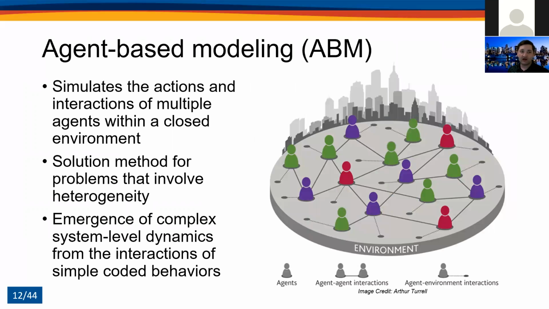Now we're going to talk about the computational approach to sociotechnical modeling in complex systems, which is agent-based modeling. Now, what is that? Well, it's a modeling approach that simulates the actions and interactions of multiple agents within a closed environment. The solution method is for problems that involve a high level of heterogeneity. And essentially what we're looking for is the emergence of complex system level dynamics from the interactions of simple coded behaviors. Again, the ability for us to go into a computer framework and really spell out what those simple behaviors might be and how they will interact.